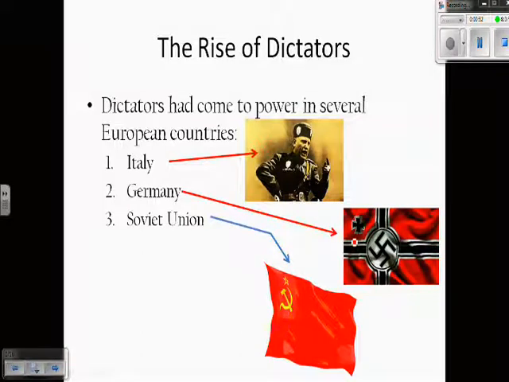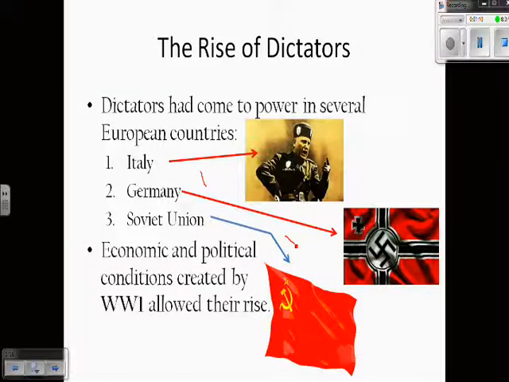Italy, Germany, and the Soviet Union, and I drew you some lines so you can see kind of the image there. I want you to pay particular attention to how Italy and Germany are both in the color red, and then the Soviet Union's in the color blue. That's going to come about. We're going to look at that here in a couple of slides.